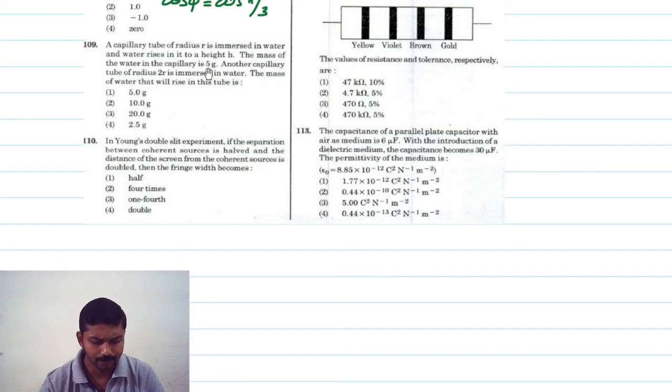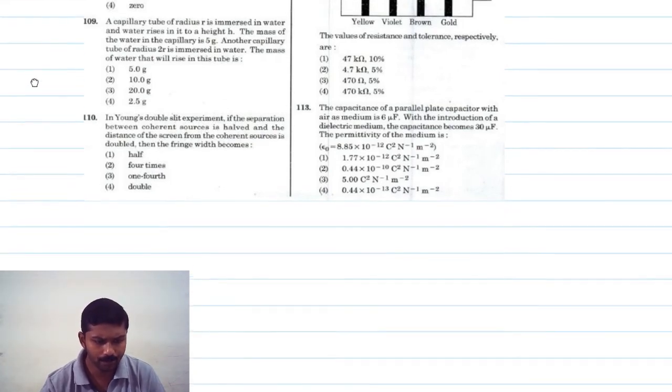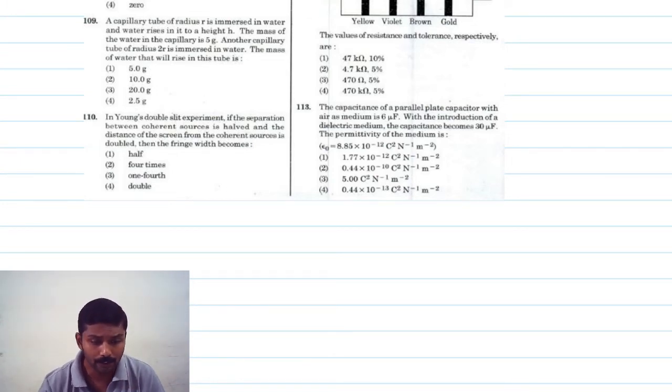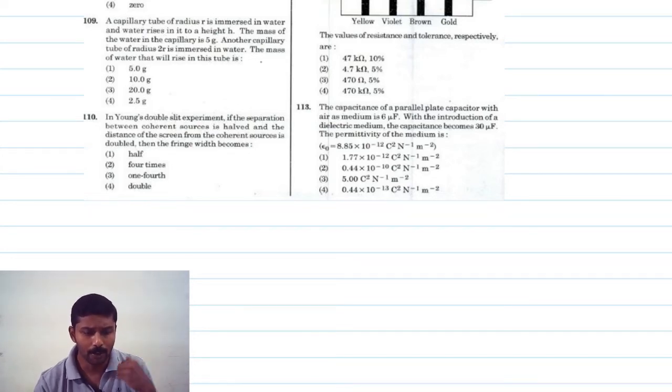If you have any disparities, definitely put them in the comments below. Okay, another one, 109. Yes, this might be the only question which is a little lengthier, but it's also a very simple question. A capillary tube of radius r is immersed in water and the water rises to a height of h. The mass of the water in the capillary is 5 gram. Okay, wonderful. Another capillary of radius 2r is immersed in it.